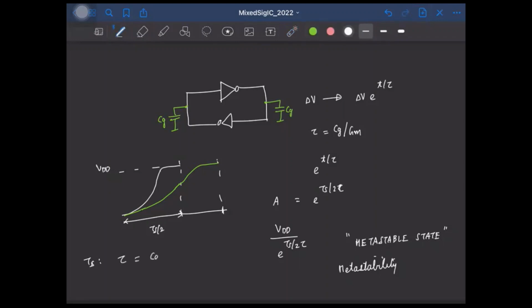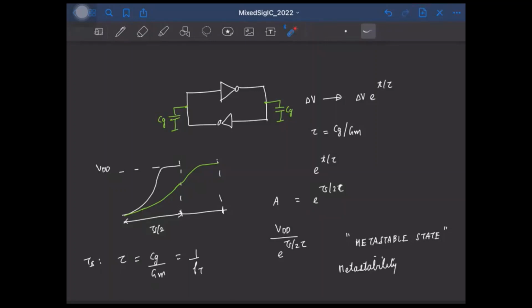And since tau is simply Cg by Gm, and since this is also equal to 1 by Ft of the device, as we go to lower and lower technology nodes, Ft will increase, so the time constant will also reduce. Okay, so the overall gain of the comparator will also increase.